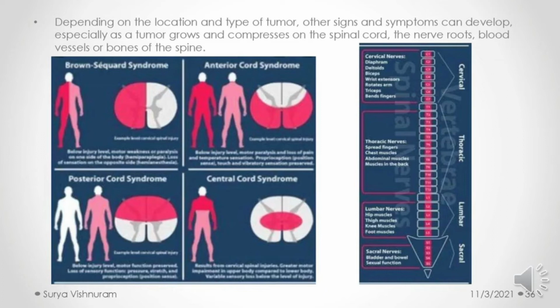The spinal cord can get compressed anteriorly, laterally, posteriorly or centrally. So based on the compression, or the distribution of the tracts of the spinal cord, the symptoms vary, like in spinal cord injury: Brown-Séquard syndrome, anterior cord syndrome, posterior cord syndrome and central cord syndrome. These spinal cord tumors may also affect region-wise: the cervical, thoracic, lumbar and sacral regions.